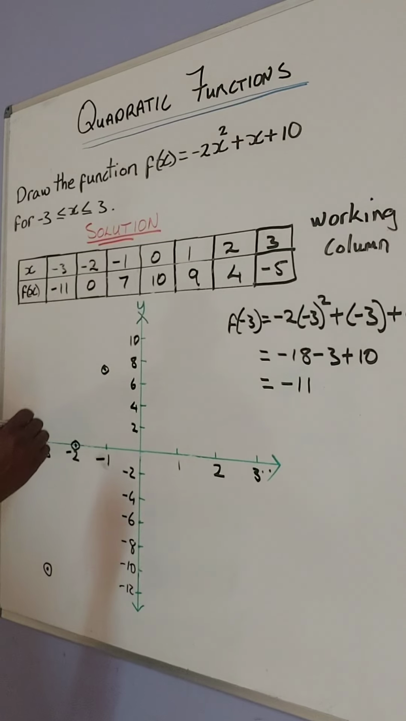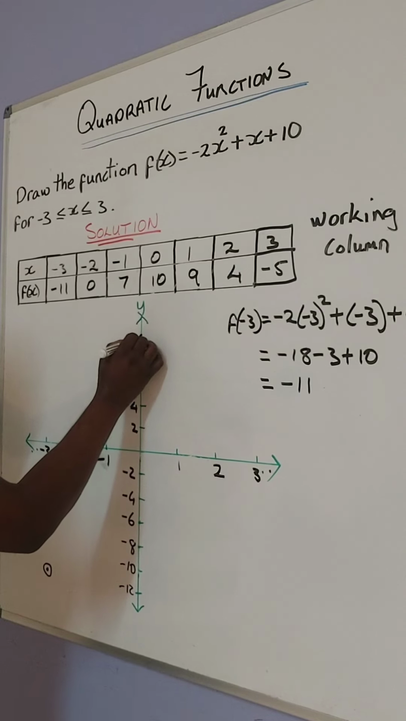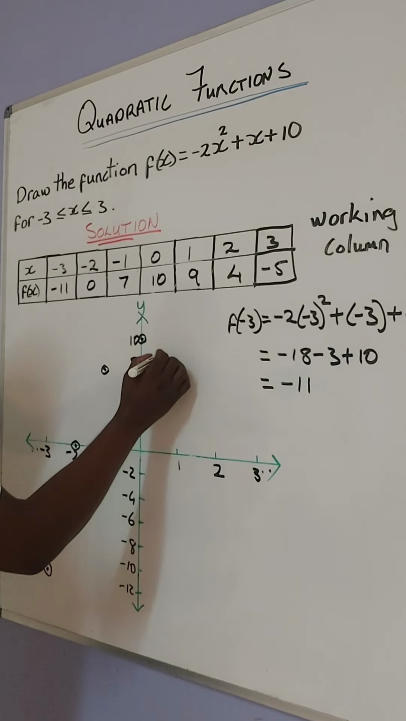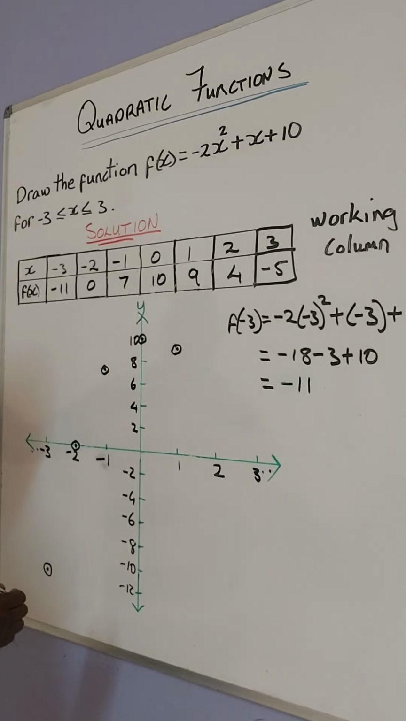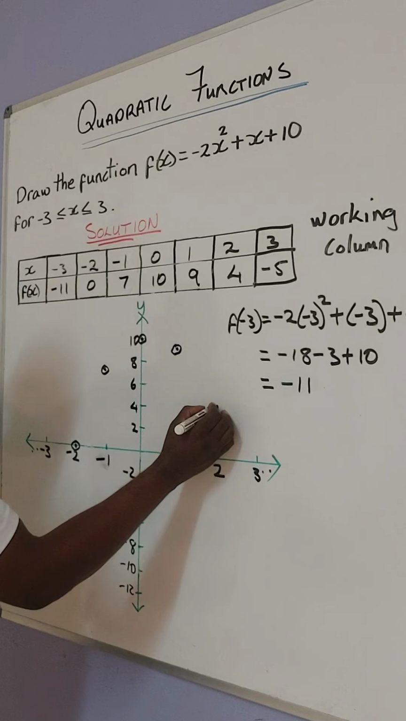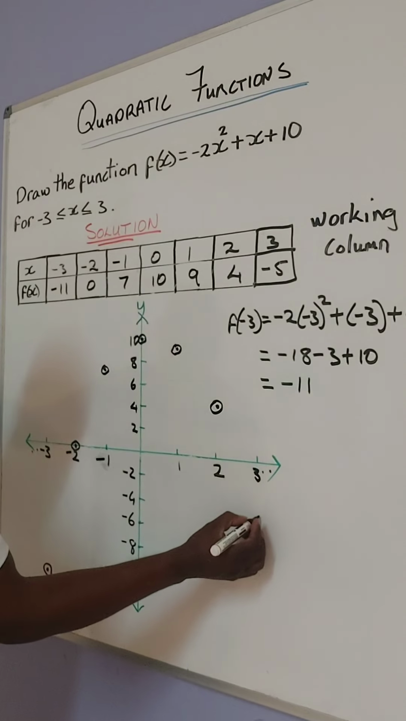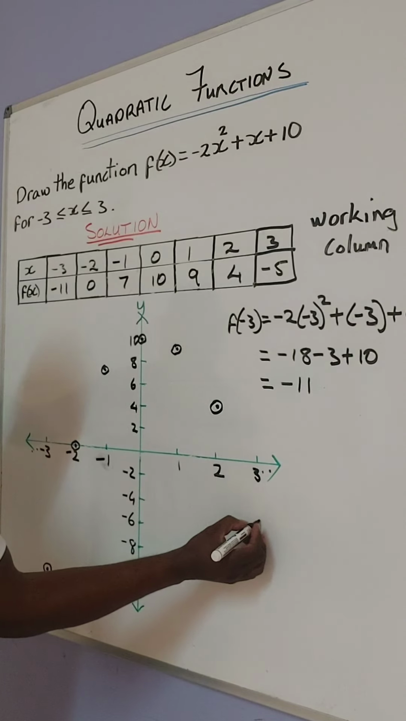Then we have 0, 10. 0 on the x, 10 on the y is this point. Then we have 1, 9. 1 on the x, 9 is between 8 and the 10. So that is this point here. And then we have 2, 4. 2 on the x, 4 on the y. That is this point. And finally we have 3 on the x, negative 5 on the y. 3 on the x, negative 5 will be between negative 4 and negative 6. So this should be about here.